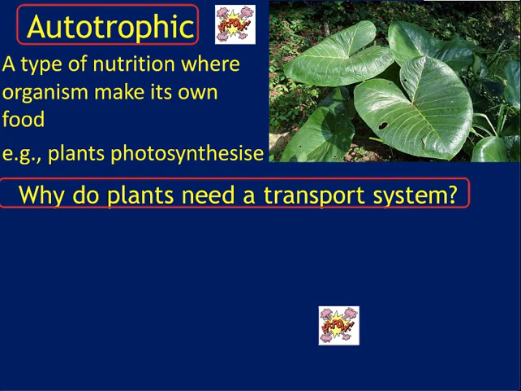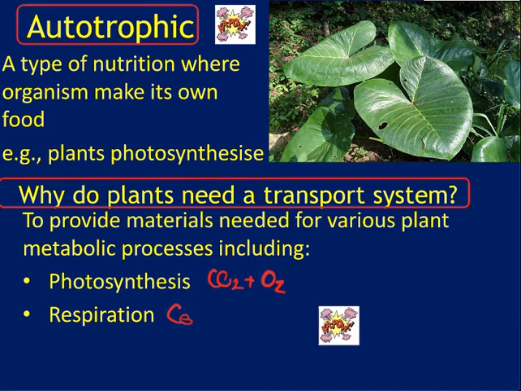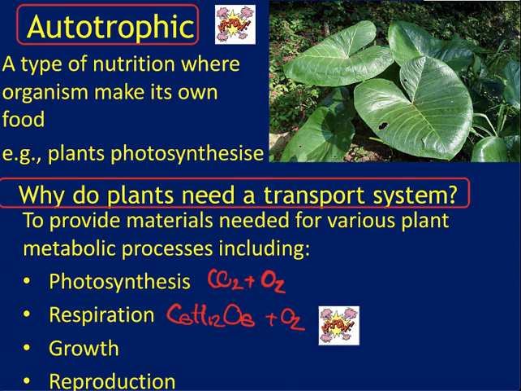And why is it that plants need a transport system? Well, it's because they have loads of metabolic processes that are ongoing, and they need to supply substances to different parts of the plant so that these processes can occur. For photosynthesis, they're going to need things like carbon dioxide and water. For respiration, they're going to need glucose and oxygen. And for cell growth, they're going to have to make organelles. They're going to need substances for that. And for either asexual reproduction or sexual reproduction, again, they're going to need substances for that.